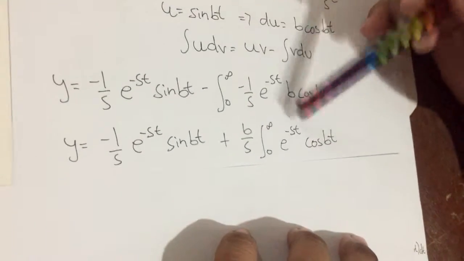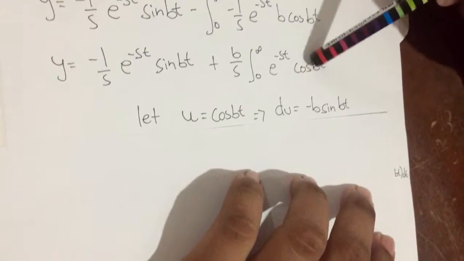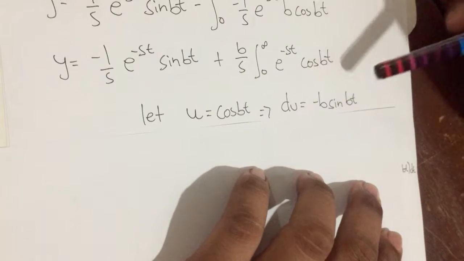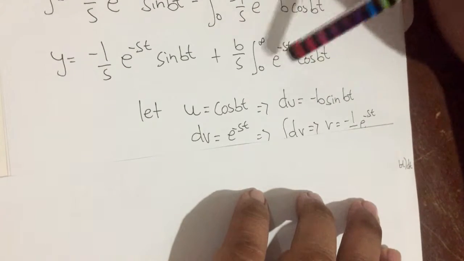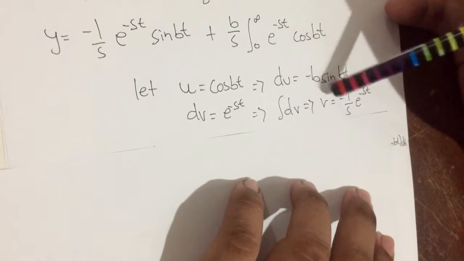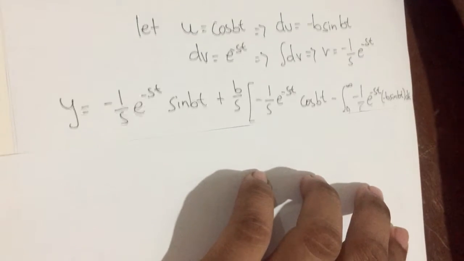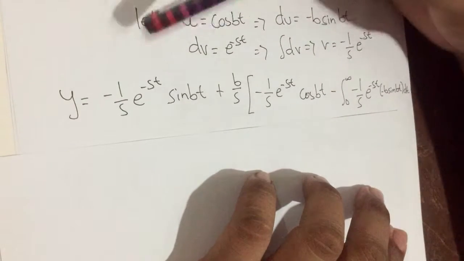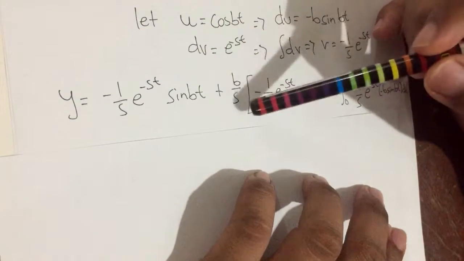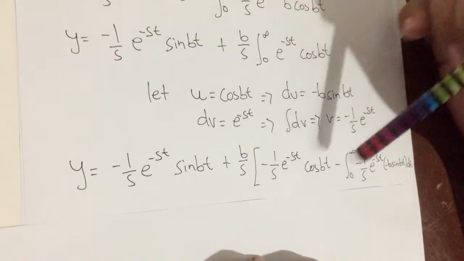We need to apply integration by parts again. We let u equal cosine bt, and get the derivative so we can get du, which is equal to negative b sine bt. We let dv equal e to the negative st. Integrate it so we can get v, which is equal to negative 1 over s e to the negative st. So y is equal to negative 1 over s e to the negative st sine bt plus b over s times the result of the integration by parts here.